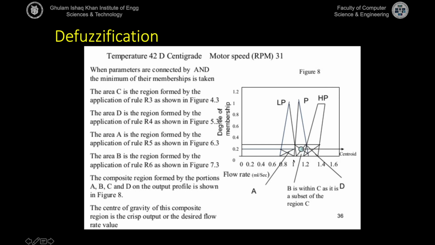So you need to take all the regions A, B, C and D into account on the same figure, and after taking them on the same figure, you need to find the centroid value of it. Of course, for us the y-axis in this particular output does not really matter, because for the centroid the x-axis value is the most important, and in this case the x-axis value represents the crisp output that we are going to give out. You can clearly see here that the crisp output is close to 1.1, and that's the crisp value that you're going to give as output.